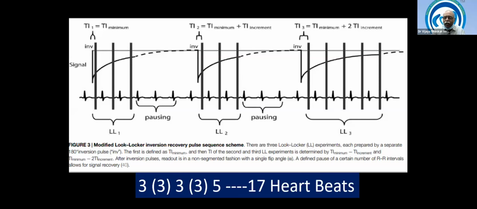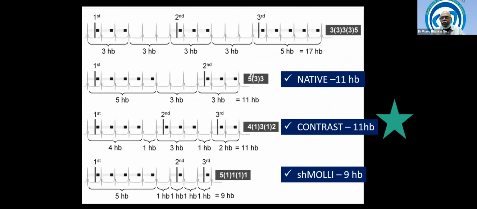So initially, when the modified Look-Locker sequence, MOLLI, was used, they started using a gap here, because they were not giving enough time for the recovery of the first inversion recovery images. There was not enough time for the first saturated inversion recovery sequence to recover. That is why the latest sequence used is known as 5-3-3. Remember, this is the naming of the sequence.